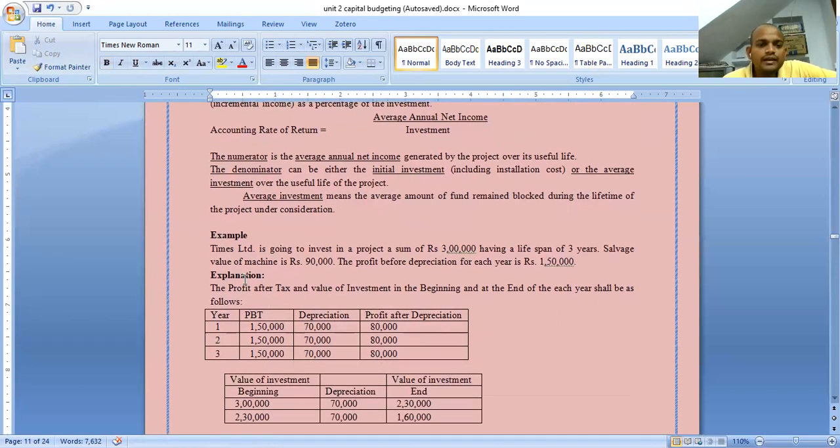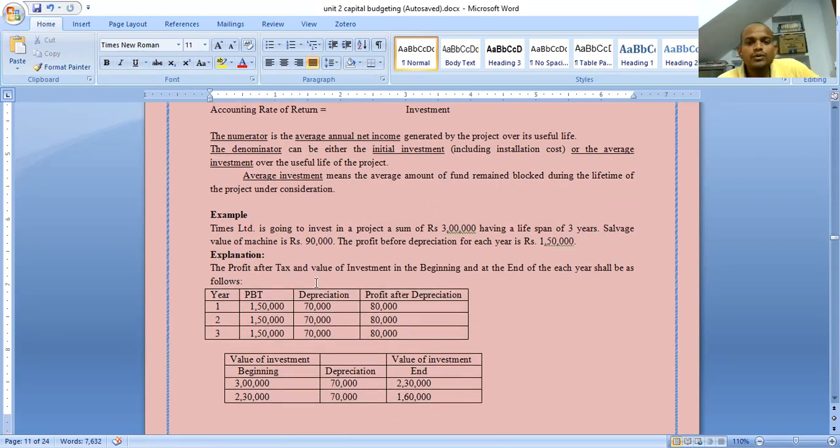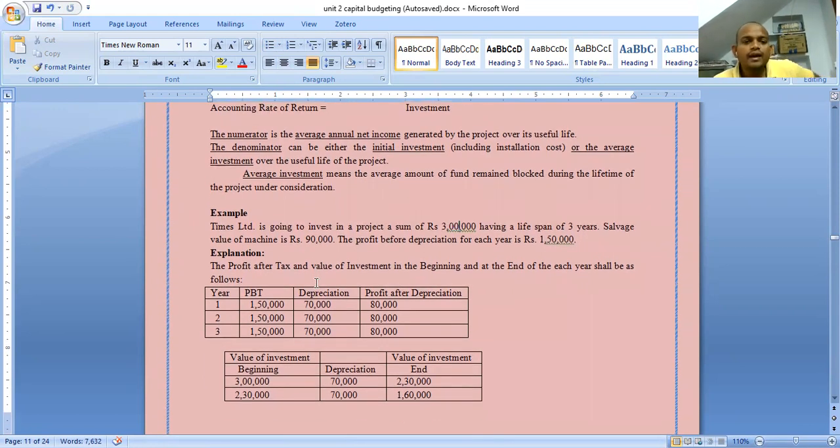So we'll go with the example. Times Limited is going to invest in project A a sum of 3 lakhs rupees. So cash outflow is 3 lakhs, having a lifespan of 3 years. Salvage value of the machine is 90,000. Profit before depreciation for each year is 1,50,000 before depreciation. So how to calculate the average rate of return?